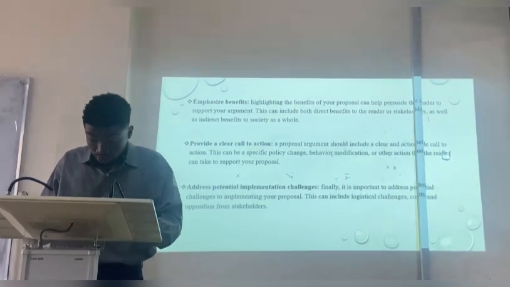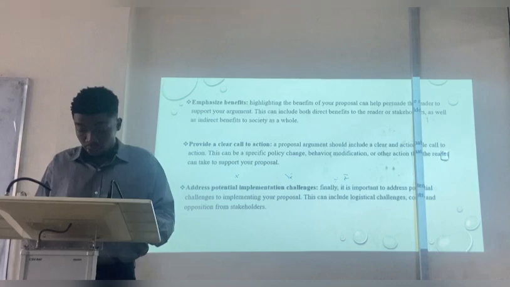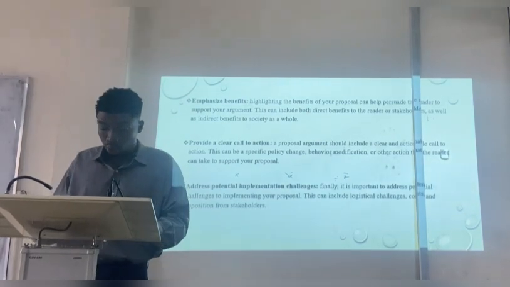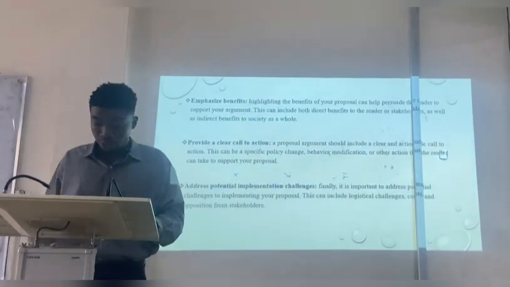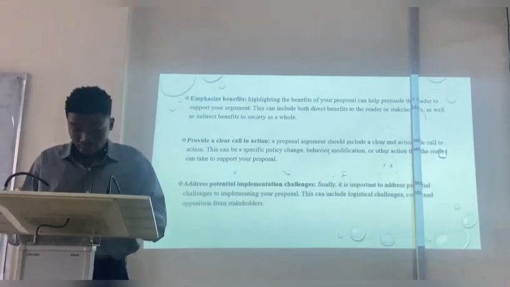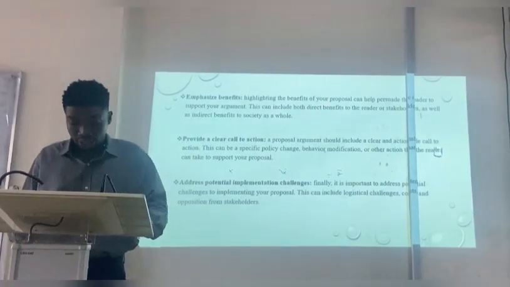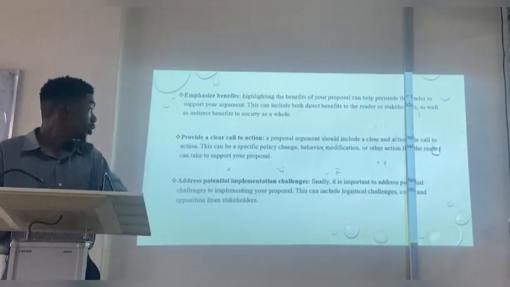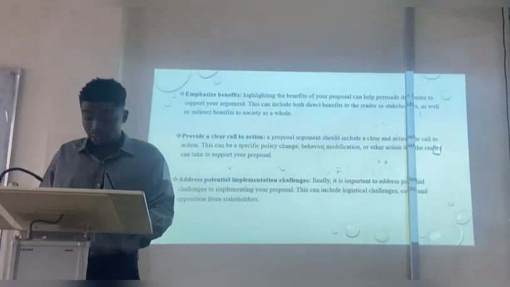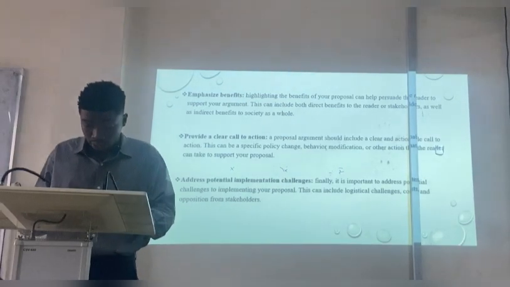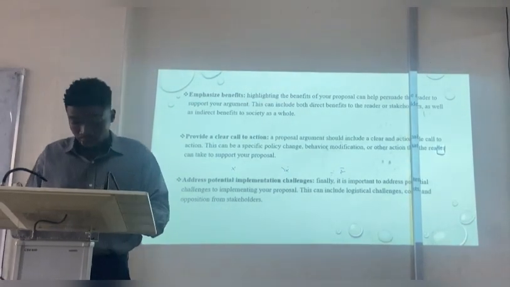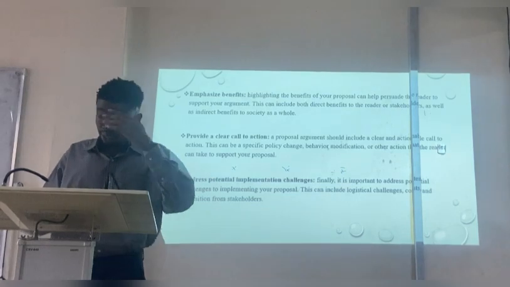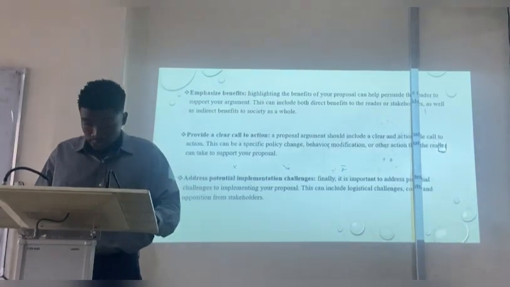Provide a clear call to action. The proposal argument should include a clear and actionable call to action. This can be a specific policy change, behavioral modification, or other action that the reader can take to support your proposal. Now, we have address potential implementation challenges. Finally, it is important to address potential challenges to implementing your proposal. This can include logistical challenges, costs, and opposition from stakeholders.